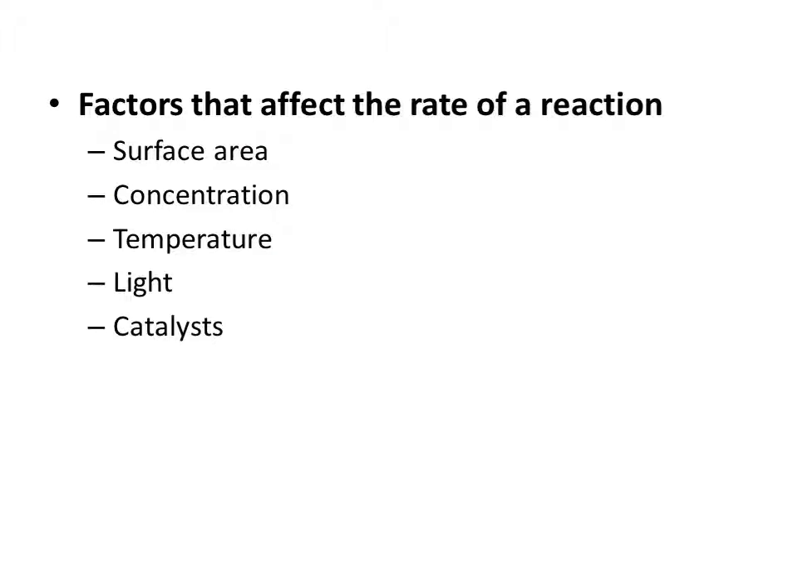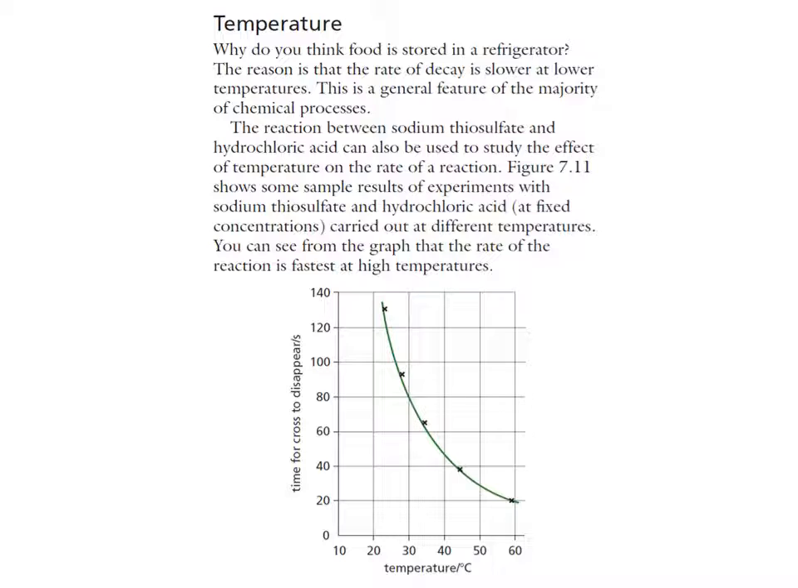In the first part we have seen two different factors that affect the rate of reaction, the first was surface area and the second was concentration. Now we are moving to see the remaining three factors that affect the rate of reaction, in which the third factor is temperature.